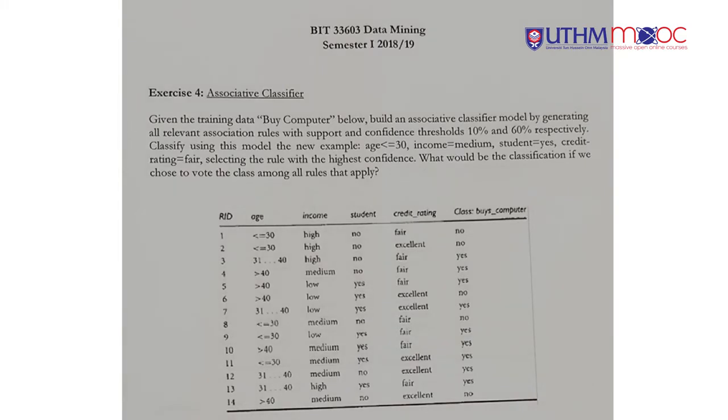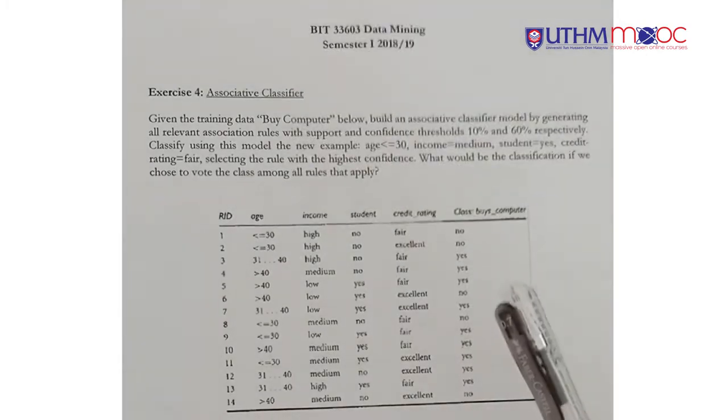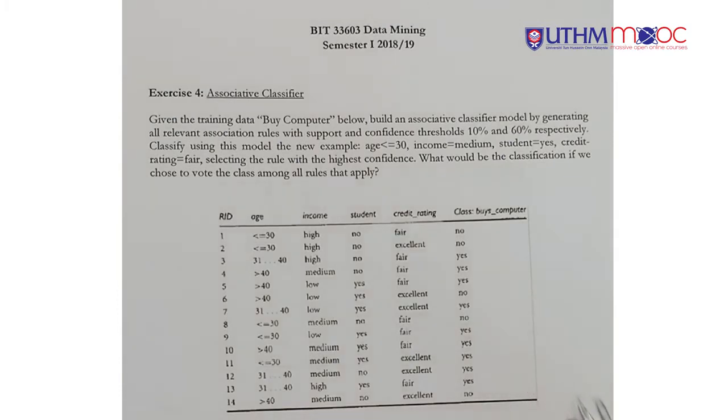Association rule mining is one of the data mining tasks whereby we mine association rules from large databases. We are going to use this example from the BICE computer dataset. Basically, in association rule mining, we represent the data set in terms of transactions.